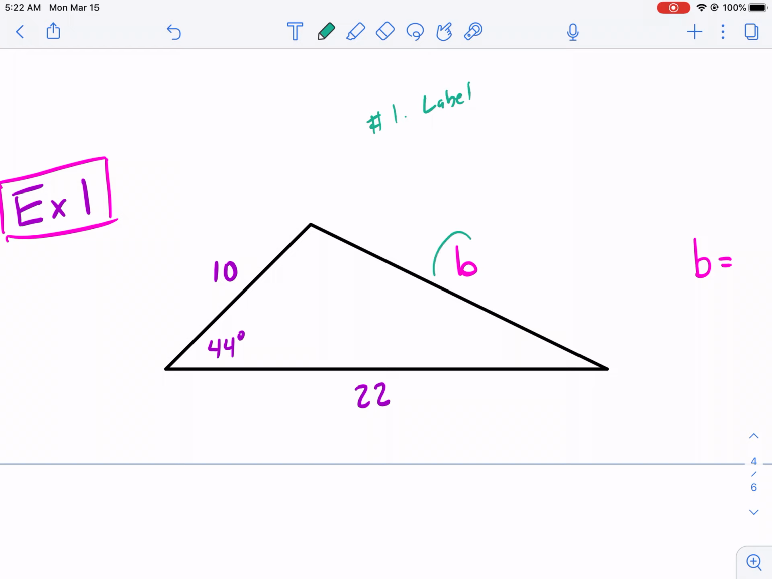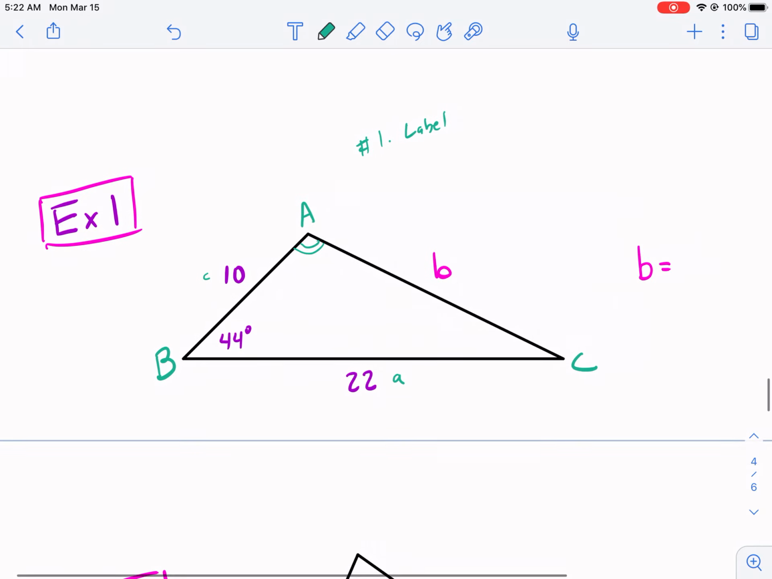And you'll notice here is B, so I need to match that up, and I'm going to call this big B right there. I'm going to call this one A, and then I'll call this one C. So if I call this big A, then that means this is going to be little a. And if this is big C, then that means this 10 is going to be little c. Okay, now number two, I'm going to plug into the formula.